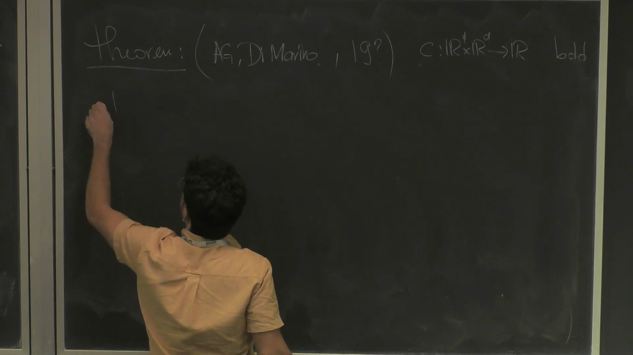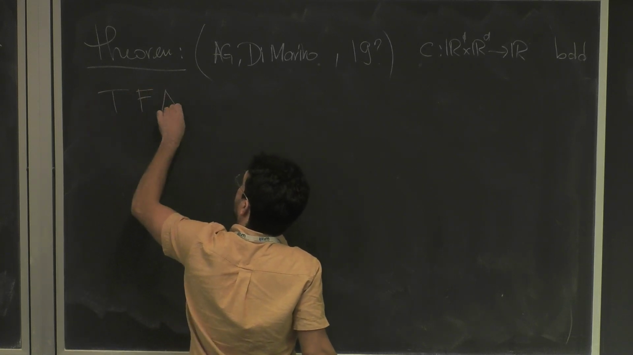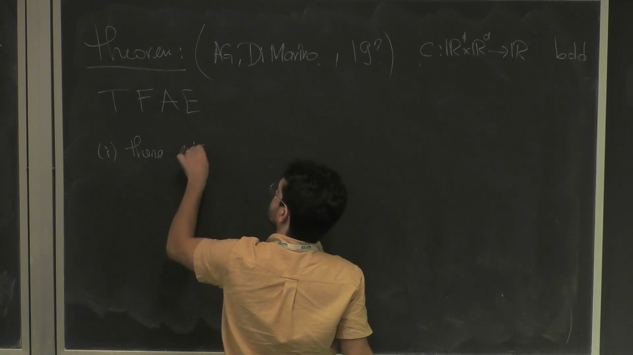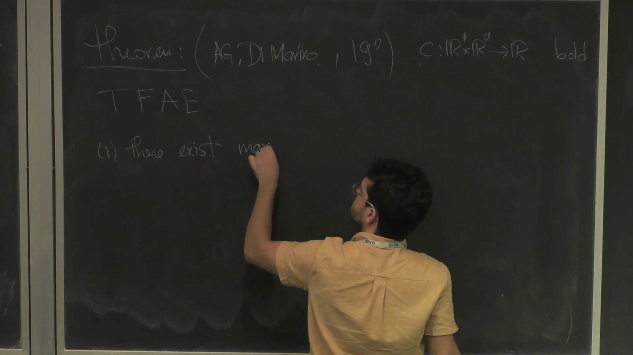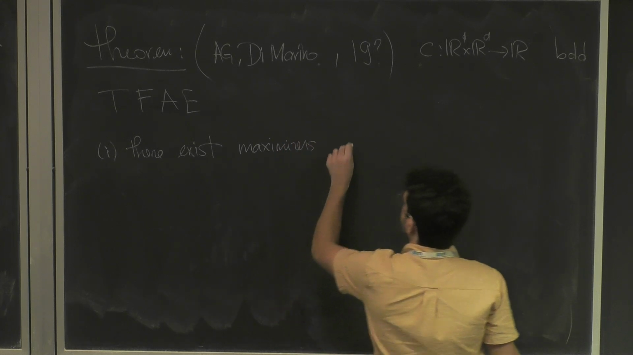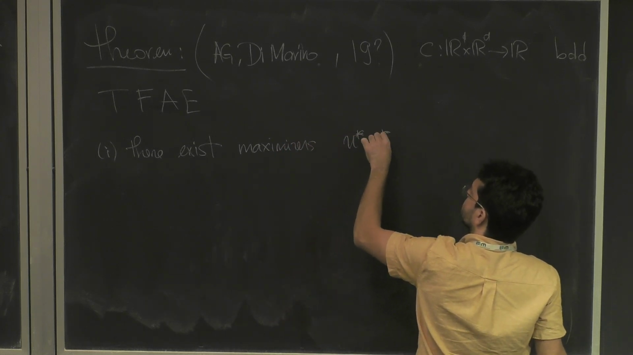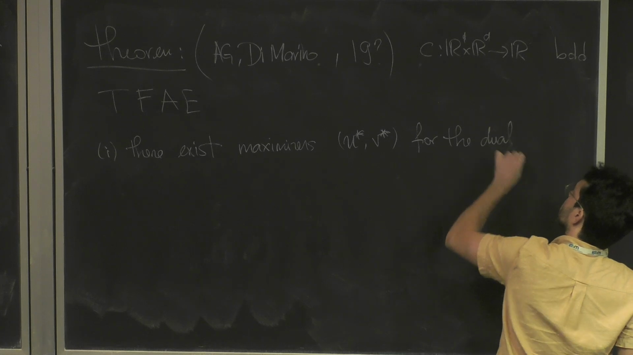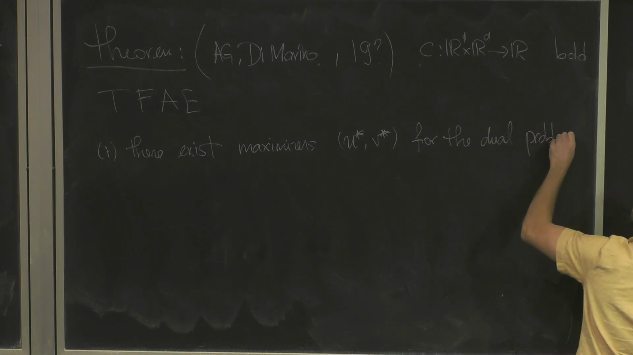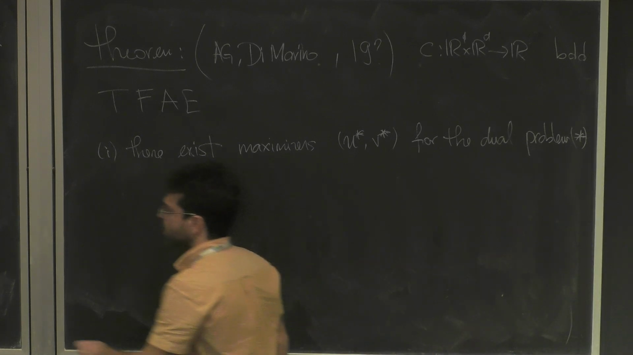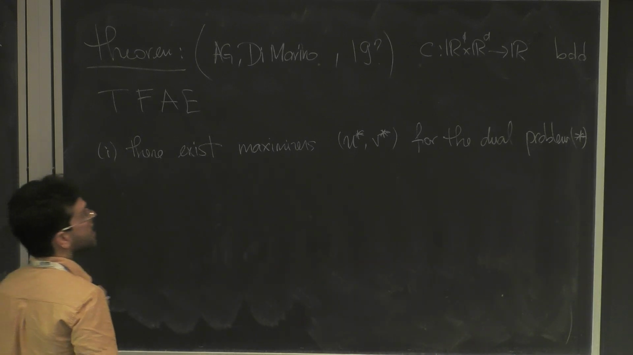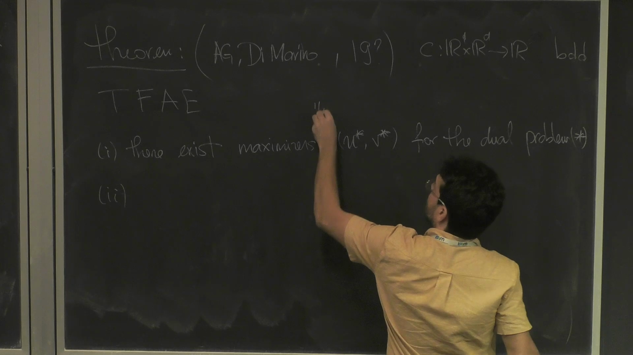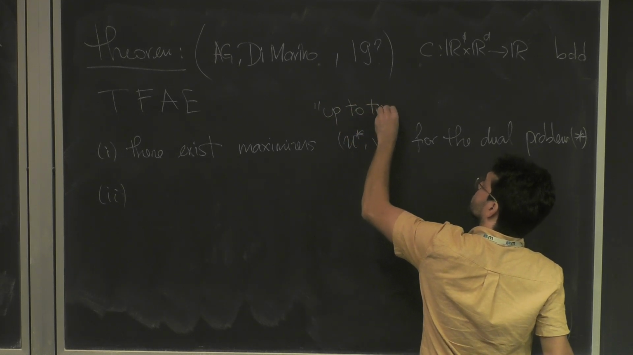So what we have is the following: the following are equivalent. The first one is, there exist maximizers u star and v star for the dual problem. I'm going to call star the one with the sup. The second one: in here I needed to write, I should have made this remark, up to translations.